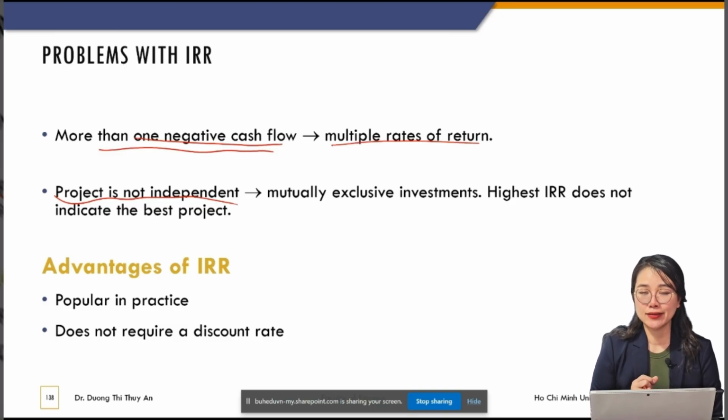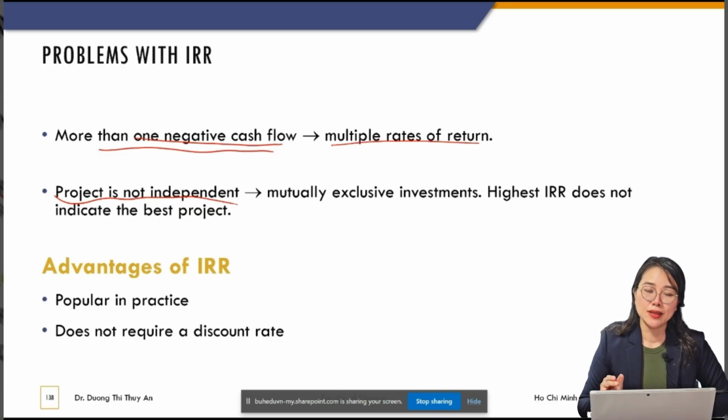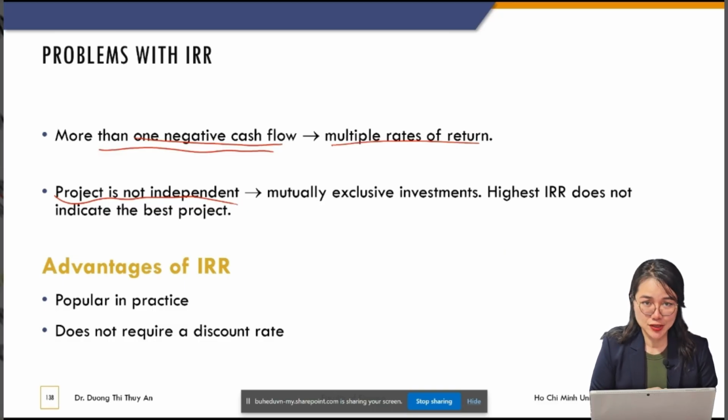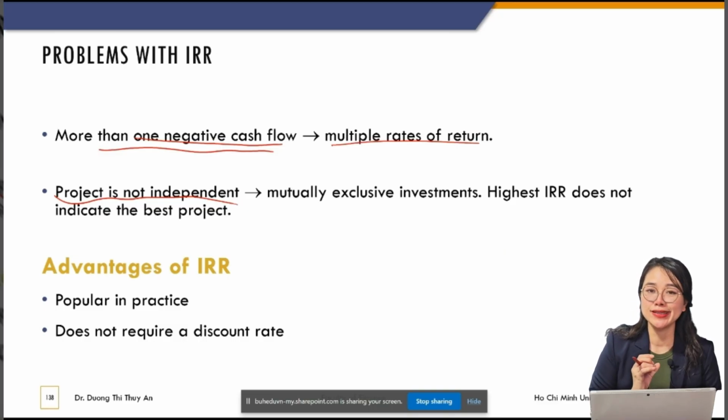Yeah, the project with higher IRR, what does that mean? It means that it is more likely that the project will generate positive NPV, right? If we compare to the same rate of return, the required rate of return. Okay, but IRR also has its advantages: it is one of the most popular criteria in evaluating projects, and also it does not require a discount rate. We take IRR from, we call it internal, we get it from the cash flow of the project.